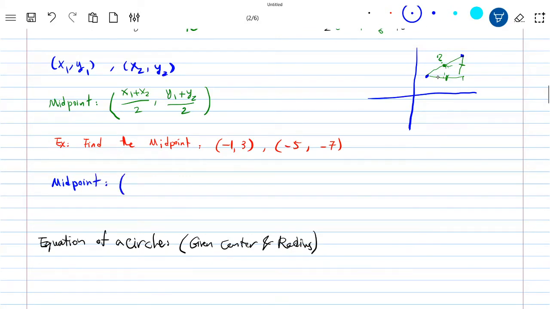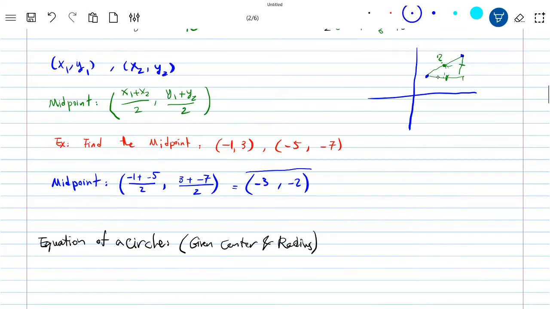Add the x values together, divide by 2. So -1 plus -5 divided by 2, their average. And add the y values together, 3 plus -7 divided by 2. You're taking an average. You can calculate and simplify. -1 minus 5 would be -6 divided by 2, simply -3. 3 plus -7 is -4 divided by 2, -2.